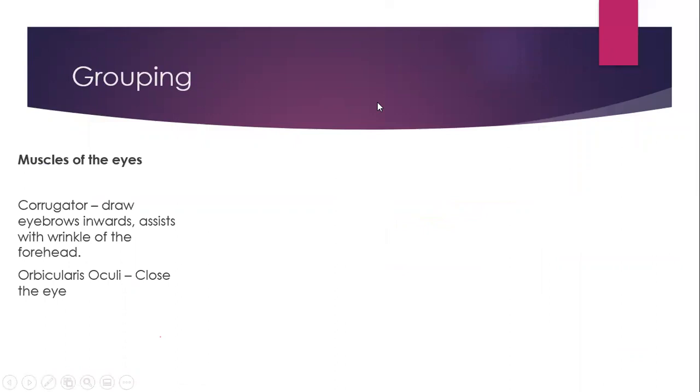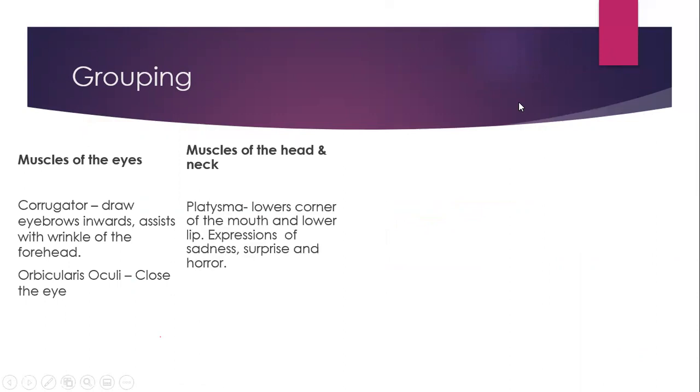Lovely. So the best way we can remember these muscles is to group them. So the muscles of the eyes, you've got your corrugator in between your eyes, your orbicularis oculi. Muscles of the head and neck, you've got your platysma, your frontal muscle, and your sternocleidomastoid. I've also got written there the functions of these muscles as well.